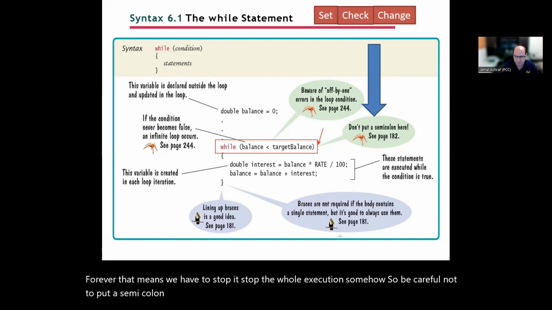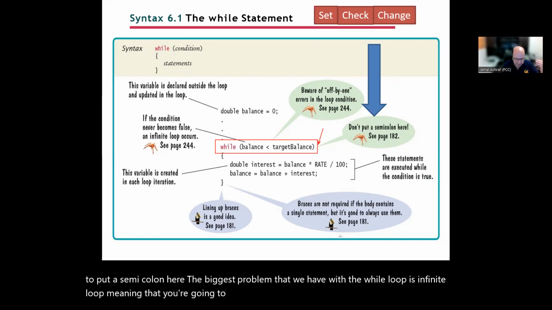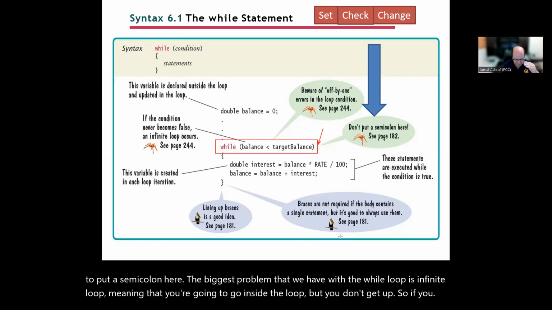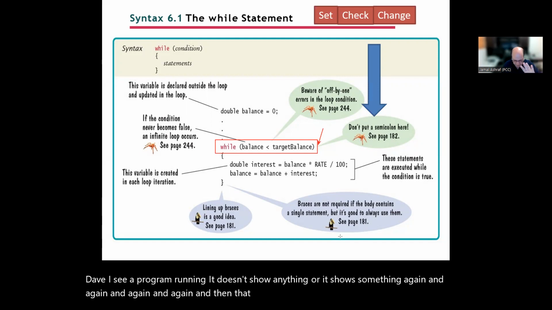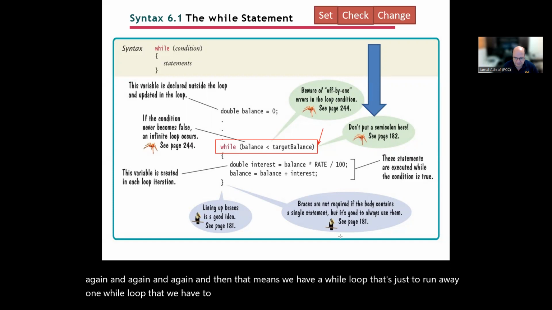The biggest problem that we have with the while loop is the infinite loop, meaning that you're going to go inside the loop, but you don't get out. So if I see a program running and it doesn't show anything, or it shows something again and again and again, then that means we have a runaway while loop that we have to go find and fix.